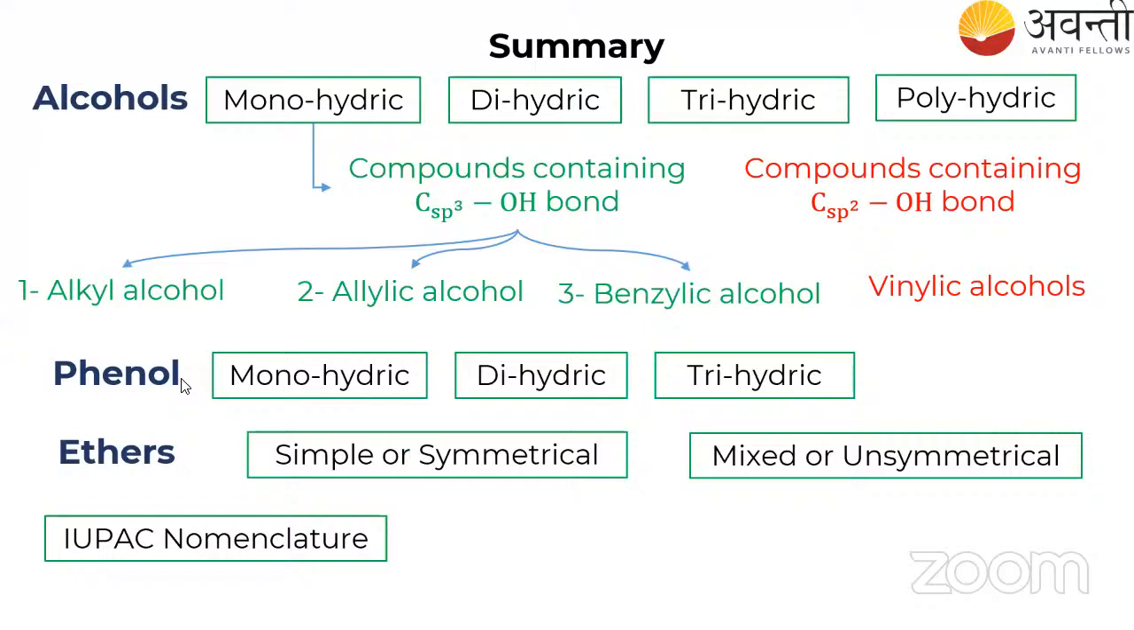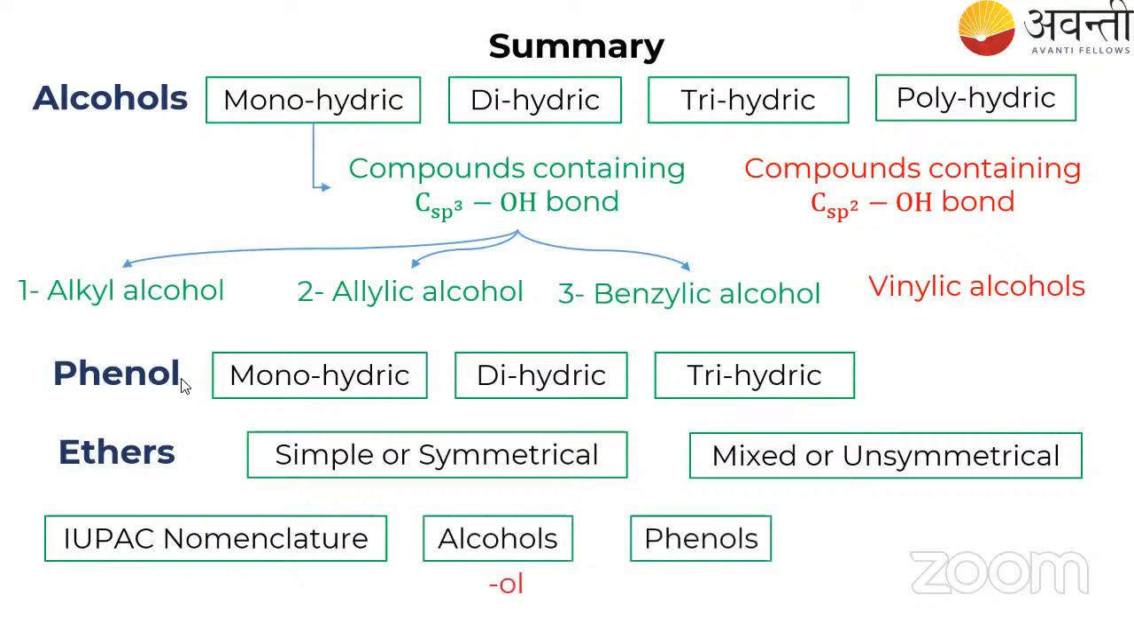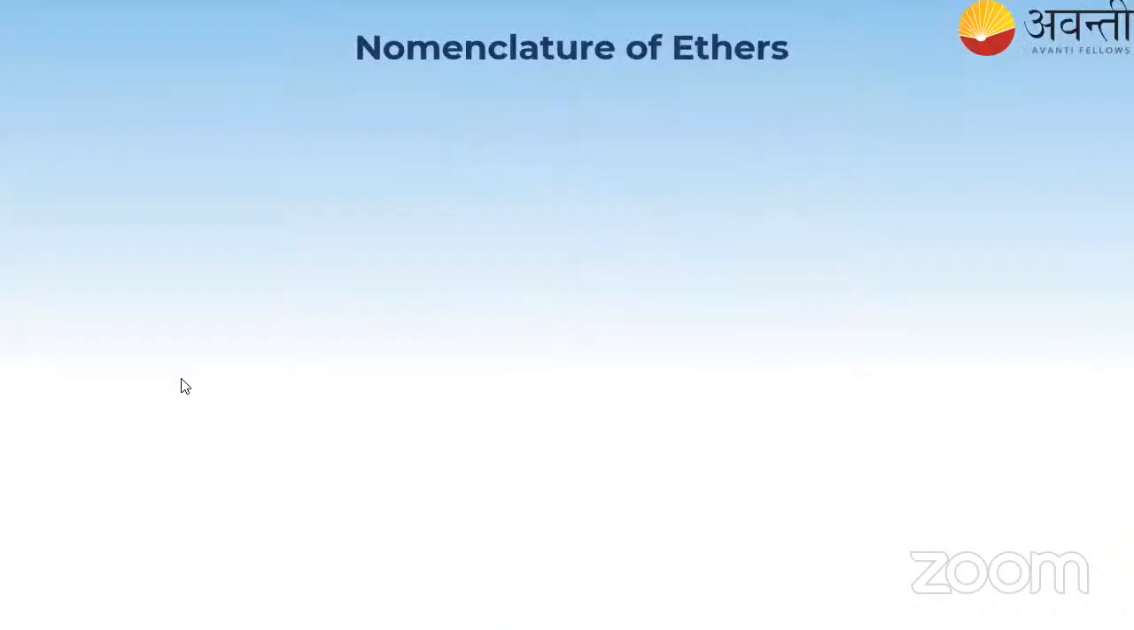According to the IUPAC nomenclature, for alcohols we use the suffix OL, and for phenols we named accordingly: ortho, meta, para for the common name, and we used numbers to represent phenol and its derivatives. So this is what we discussed yesterday. Today we are about to discuss the nomenclature of ethers. Let's start with the common name.